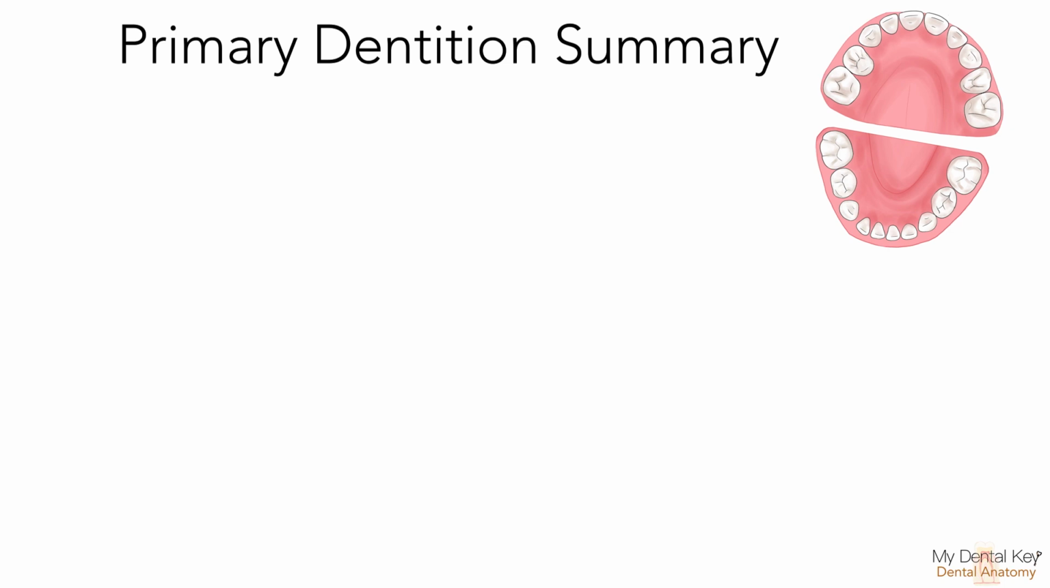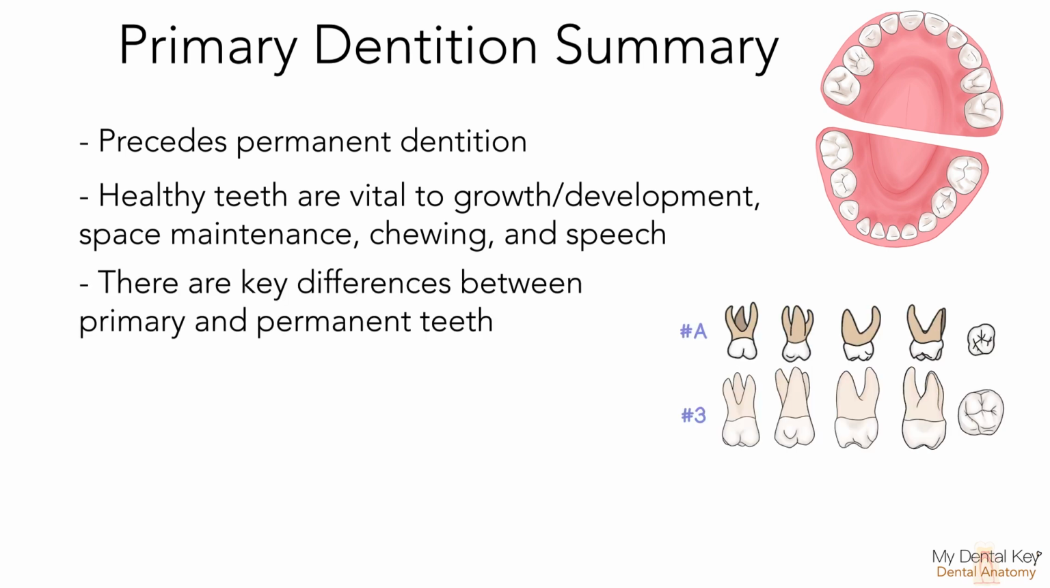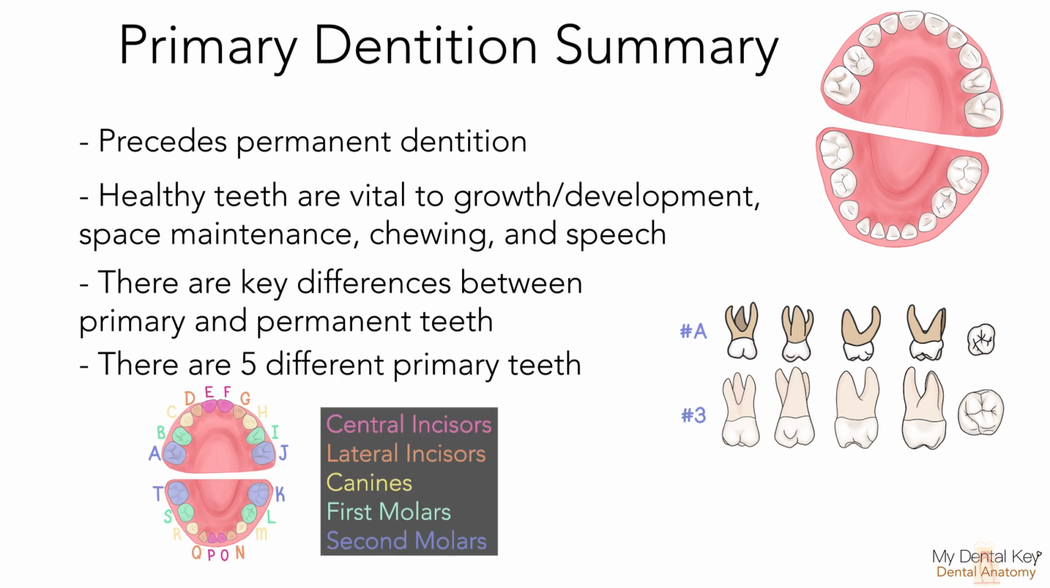In summary, primary teeth are our first set of teeth. Keeping them healthy is essential to setting the foundation for a healthy permanent dentition. There are key differences between the primary and permanent dentition. There are 5 types of primary teeth: central incisors, lateral incisors, canines, first primary molars, and second primary molars, each with its own unique anatomy.